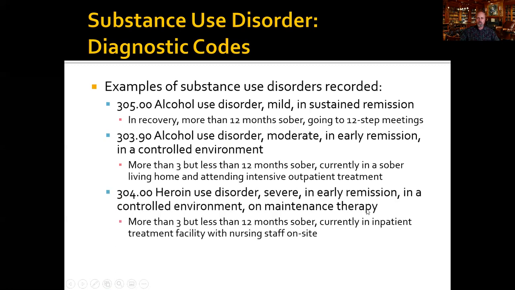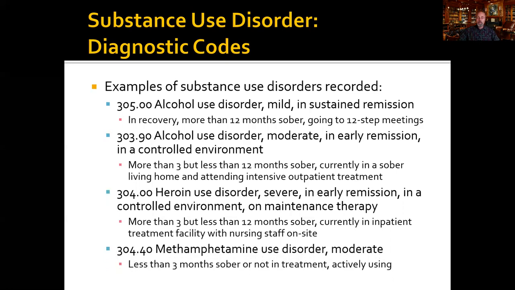Heroin use disorder, severe, in early remission, in a controlled environment, on maintenance therapy. Then they met the criteria for heroin use disorder. They're less than 12 months sober, but more than 3. They're currently in an inpatient treatment facility with nursing staff on site, and they're taking Suboxone.